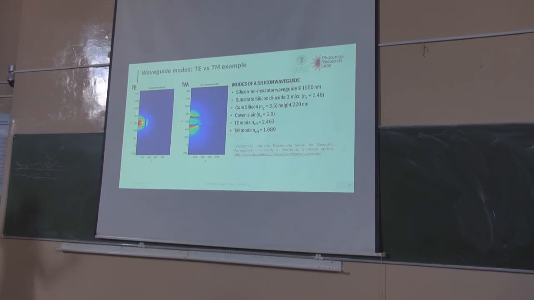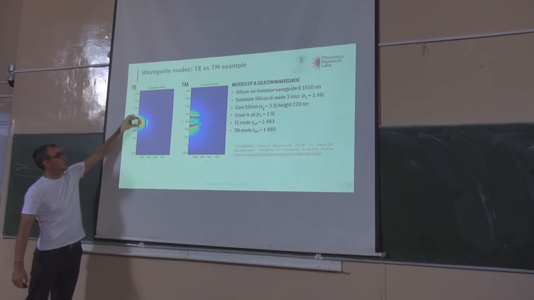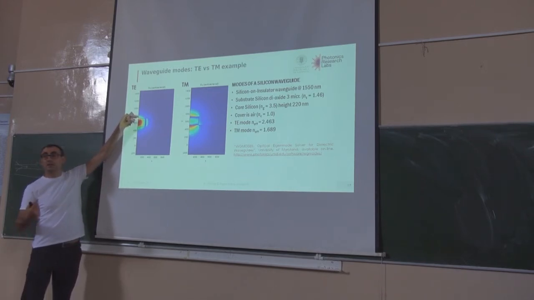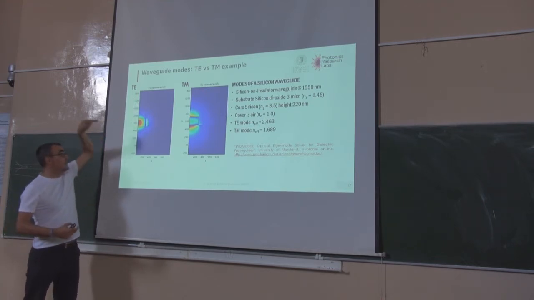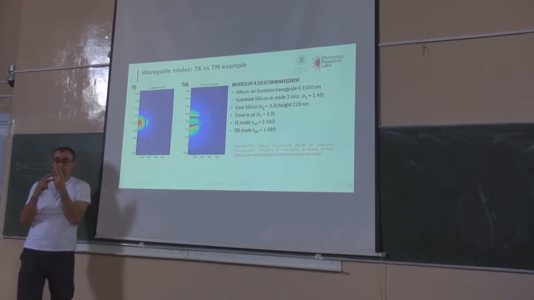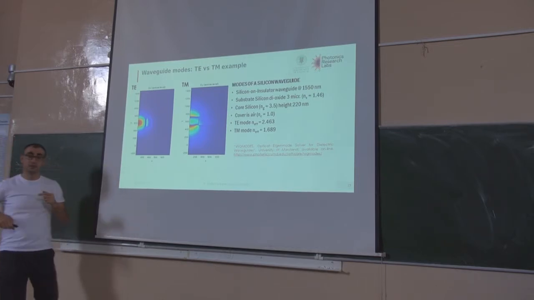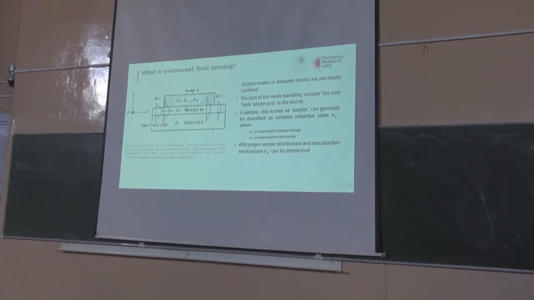This is TE, transversal electric, and transversal magnetic. There is more light outside in the transversal magnetic for this particular waveguide than for the TE. So keep in mind, we are going to use waveguides in these biophotonic sensors, and we are going to take advantage of the fact that part of the light is outside the waveguide. So we can still guide it. We can do two things at the same time: guide and feel.